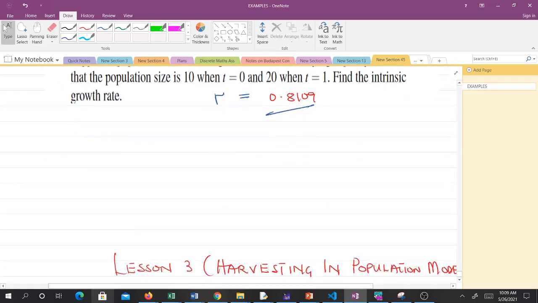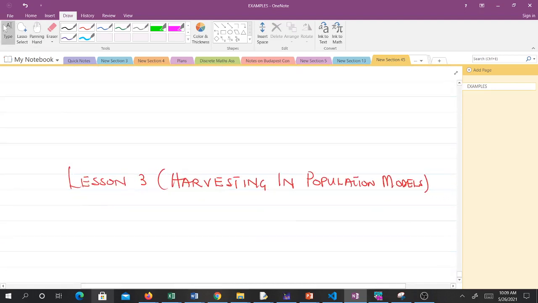So in our next video, we'll talk about harvesting in population models. So what if we have a population we want to harvest some? Which model can we use to predict what we should take and a whole lot of things? So that's what we'll be doing in our next lesson, harvesting in population models.